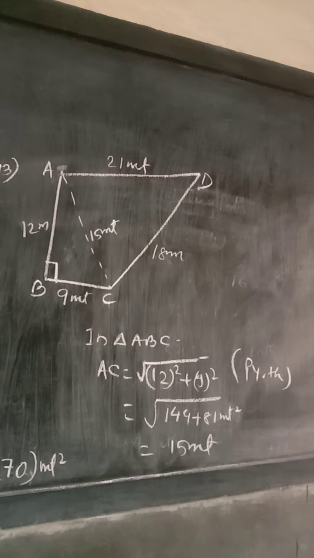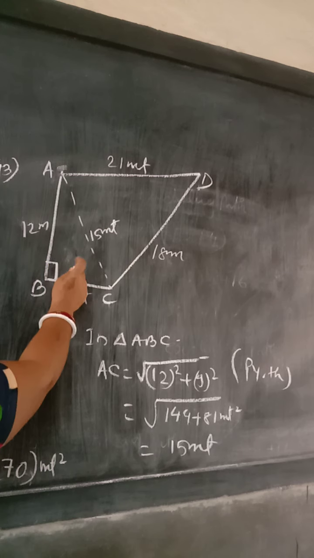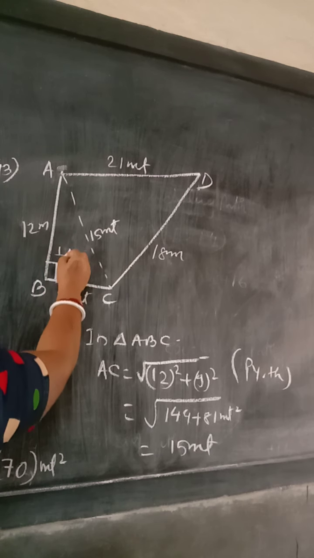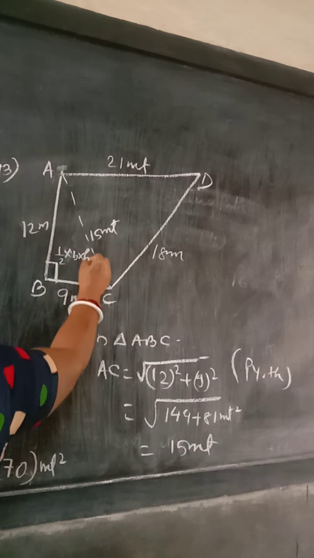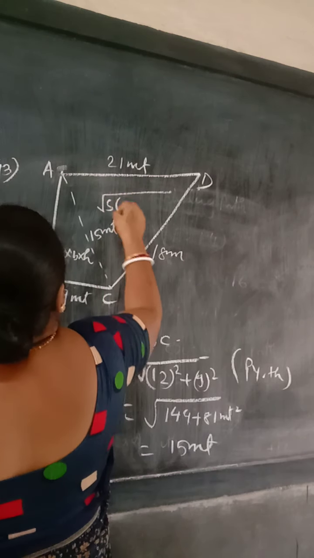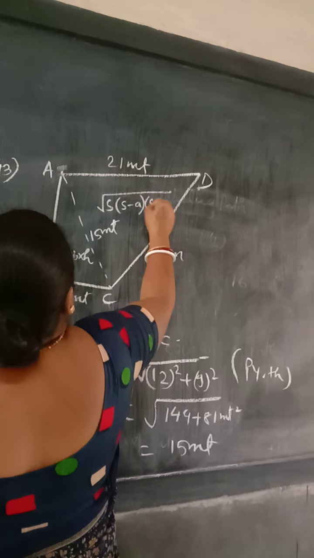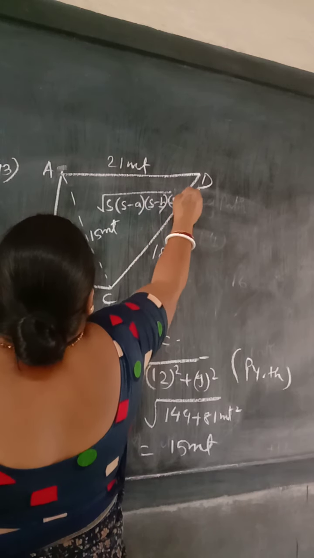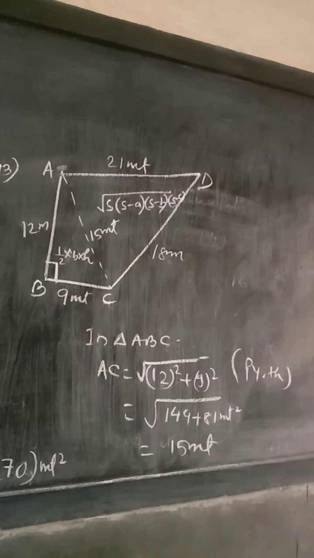This is question number 43. I hope there is no doubt. Again I am saying, area of ABC will be half into base 9 into height 12. And for the other triangle we will use the formula root of S into S minus a, S minus b and S minus c. So once the areas are found, we can find the area of the quadrilateral.